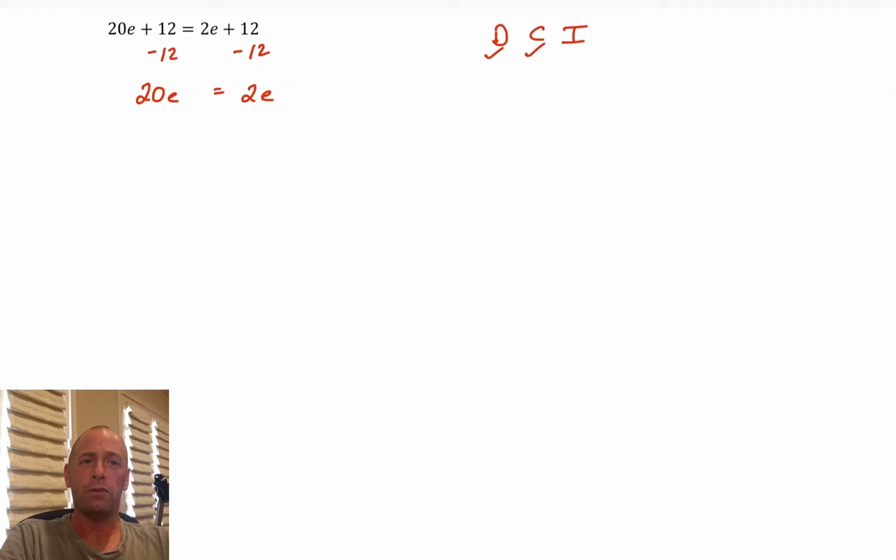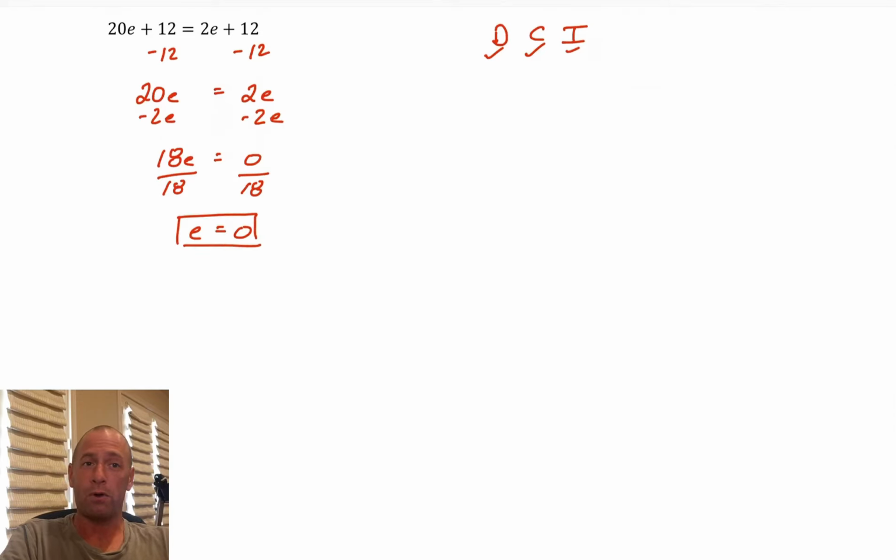And at this point, students will sometimes stop and say, oh, that can never be equal. How can 20 of something be 2 of something? But you're wrong, because we can go further. I'm going to subtract away 2e from both the left and the right-hand side. What that's going to give me is 18 times e equals 0. If I want to undo that multiplication of 18, the inverse operation would be division. So e is equal to 0. It doesn't mean there are no solutions. It means that the solution is 0.